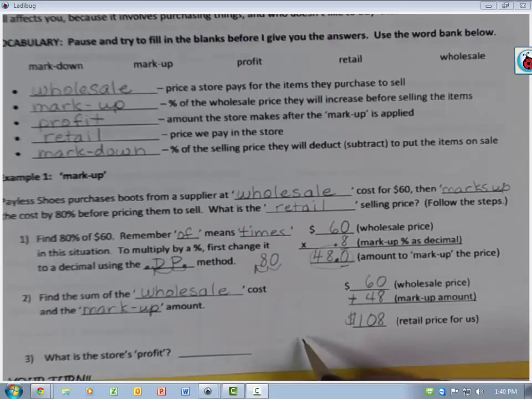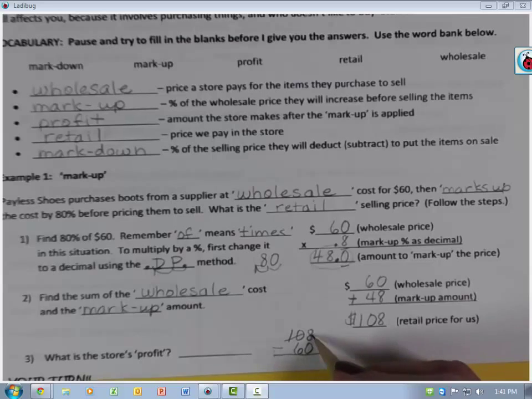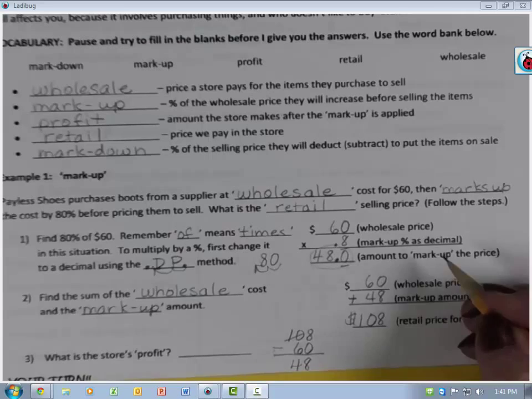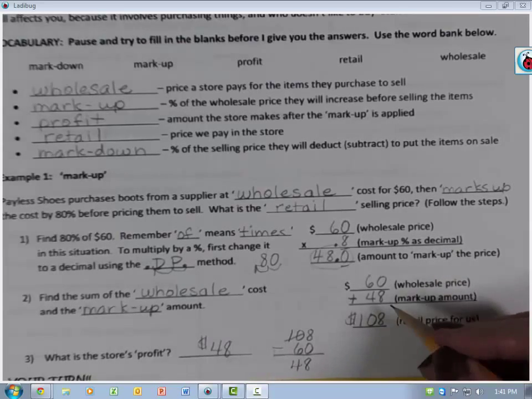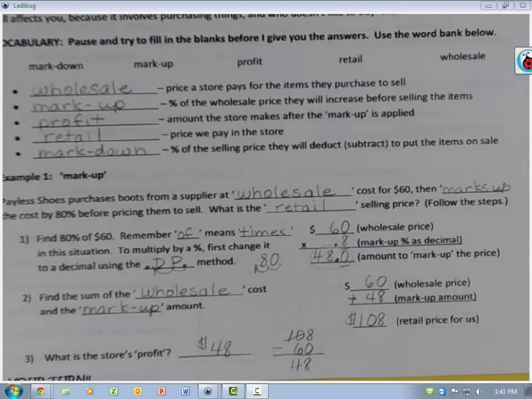Well, if we bought it for $108 and they purchased it for wholesale for $60, we're just going to subtract that away because that $60 isn't profit. They had to spend that. So we're going to borrow here and say 8 minus 0 is 8 and 10 minus 6 is 4. Well, guess what that amount is? It's the markup. So whatever they mark up, that is the profit for the store for each pair of boots that you buy.